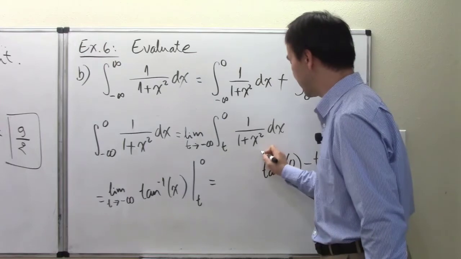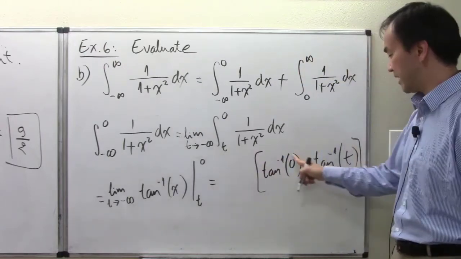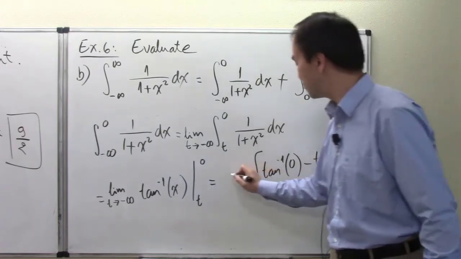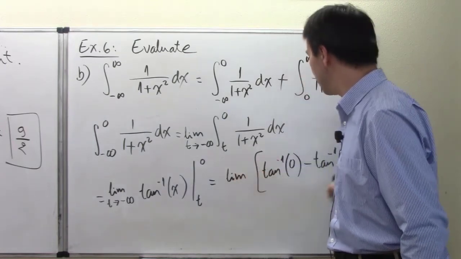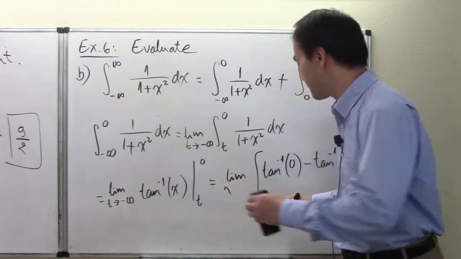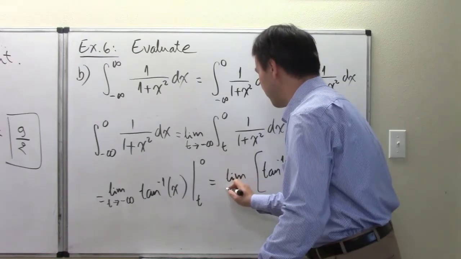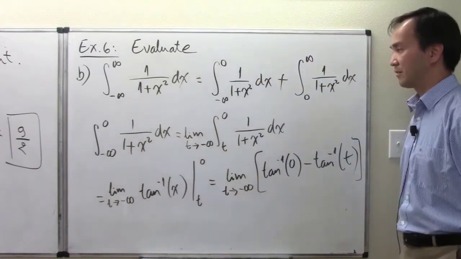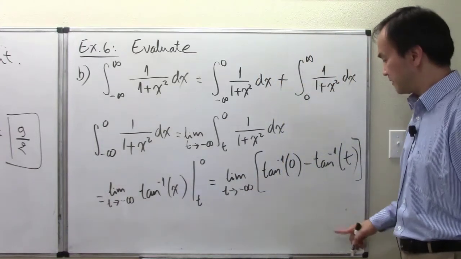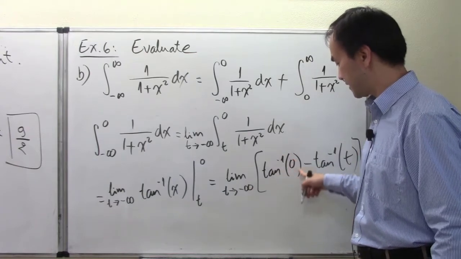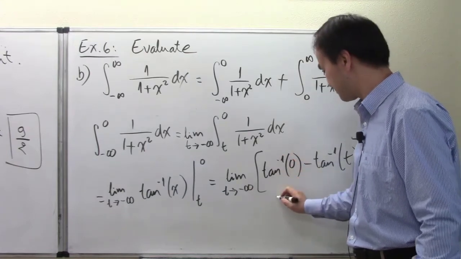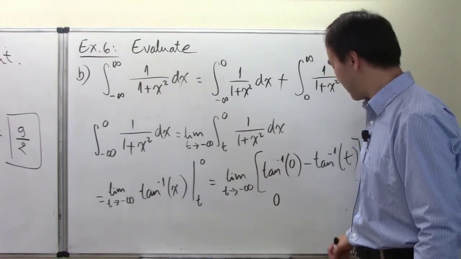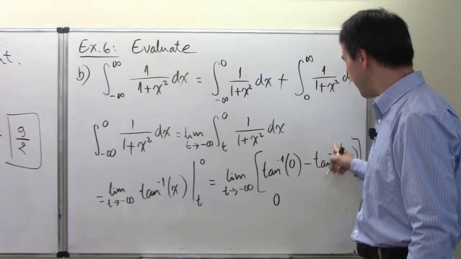Okay, and now at this point we have arrived at an expression that depends on the variable t right here. So we want to find out what the limit is as we let t approach negative infinity. Now for this, you can see that tangent inverse of 0 is 0. And then this tangent inverse of t.